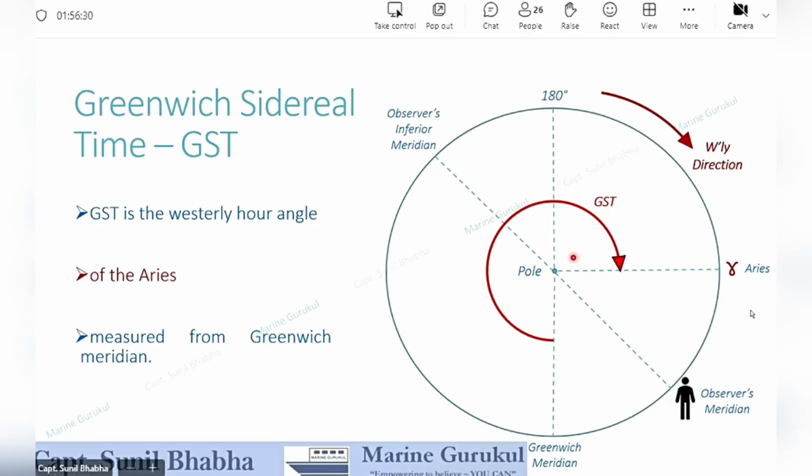Now whenever we make this diagram, as a reference, we always show the Greenwich meridian at the bottom. The Greenwich meridian is shown at the bottom, and all the other references can be drawn with respect to the Greenwich meridian.